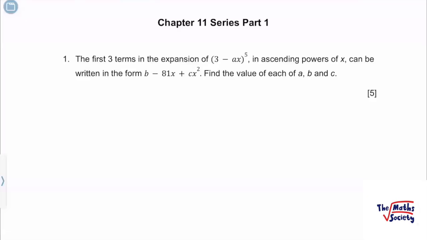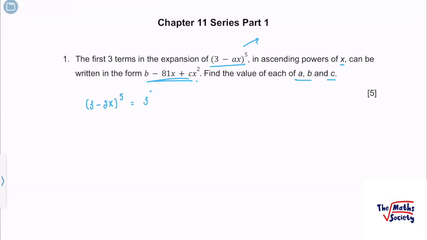Okay, so now we'll start with question 1. In question 1, it says given that the first three terms in the expansion of (3 minus ax) to the power of 5 in ascending powers of x can be written in the form. So they've already given you the form. You just need to find the values of a, b, and c. So it means we need to find the first three terms of this, (3 minus ax) to the power 5.